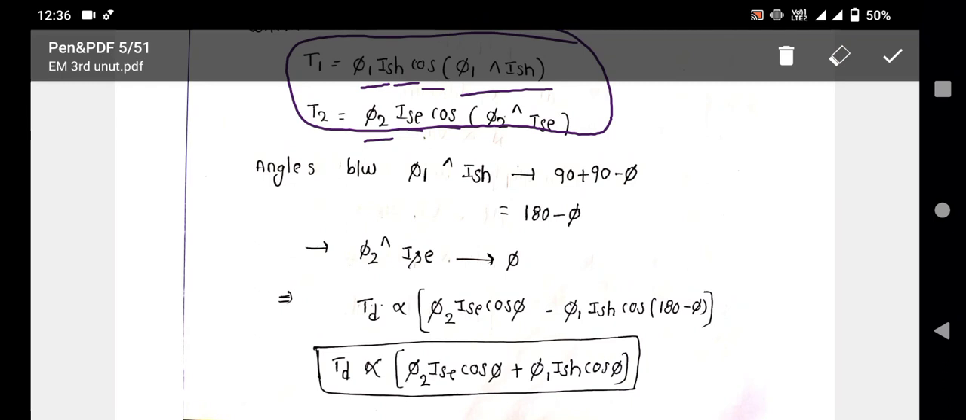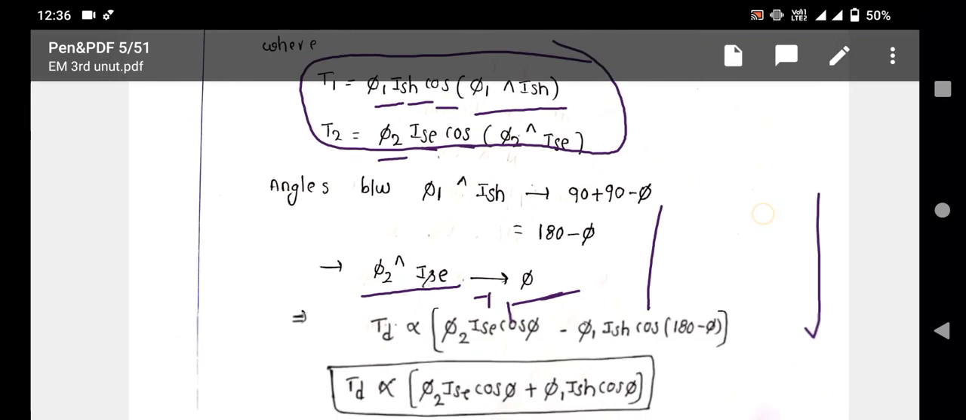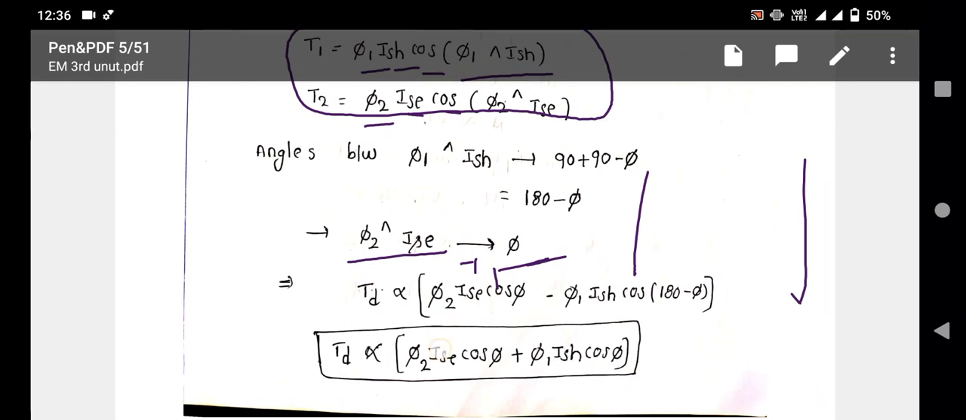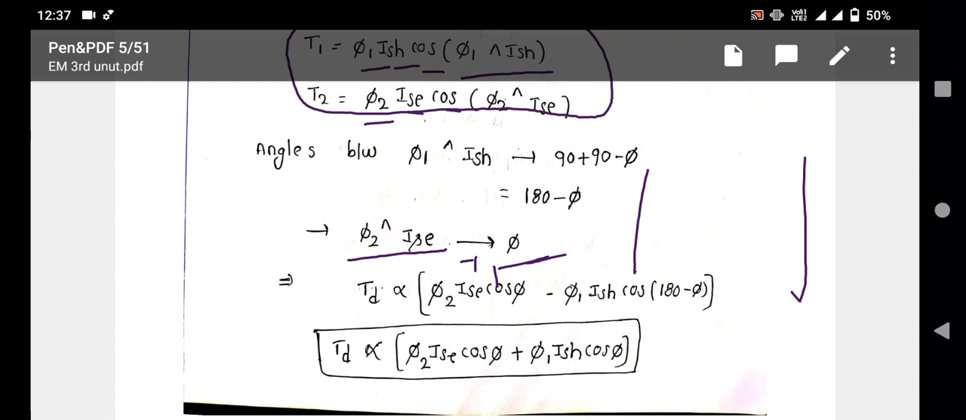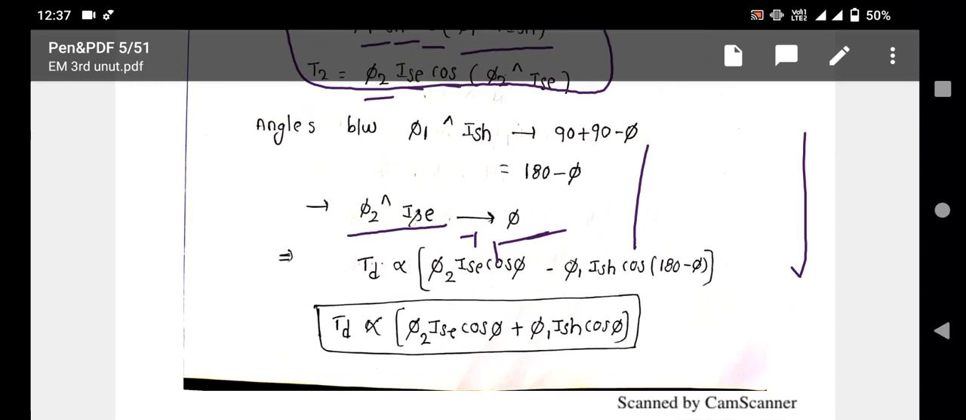Now phi 2 is proportional to ISC, equal to flux. Now TD is proportional to T1 minus T2. The driving torque is proportional to T1 minus T2. Sorry, T2 minus T1. Driving torque is proportional to T2 minus T1. Therefore, TD equals phi 2 ISC cos phi plus phi 1 ISH cos phi.